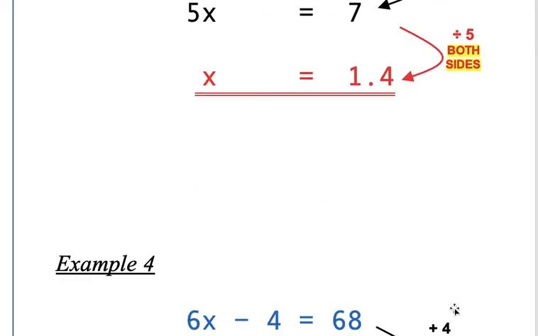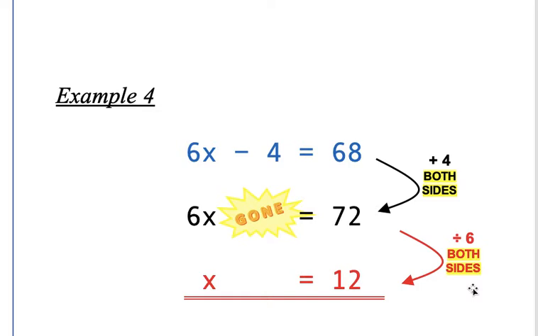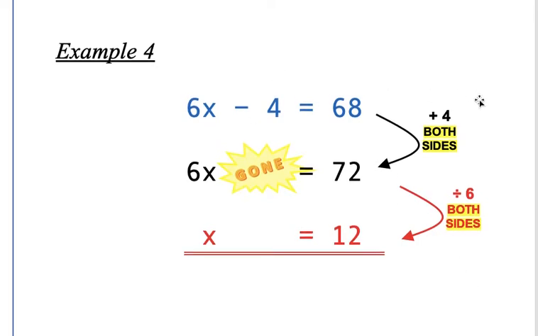Example 4. You've got a sneak preview of the first step there, but try and do this one on your own. Pause the video before continuing with it. Okay, so hopefully you've done that. 6x minus 4 equals 68. This time I need to get rid of the minus 4, so I have to add 4 to make the minus 4 disappear, and then it's gone.